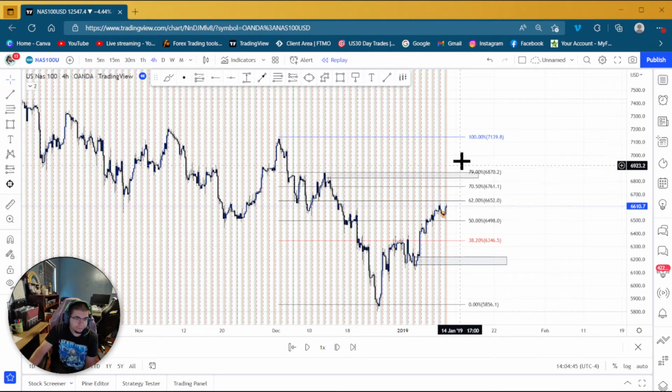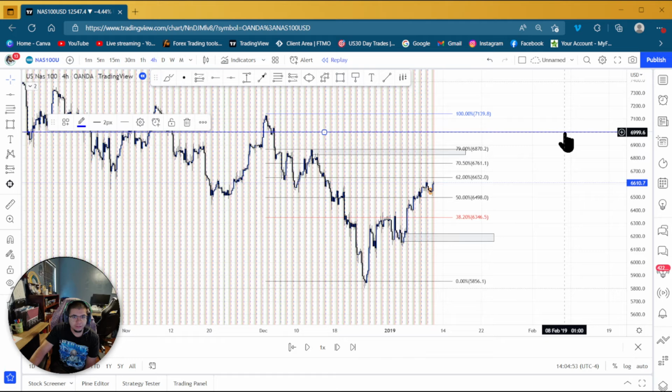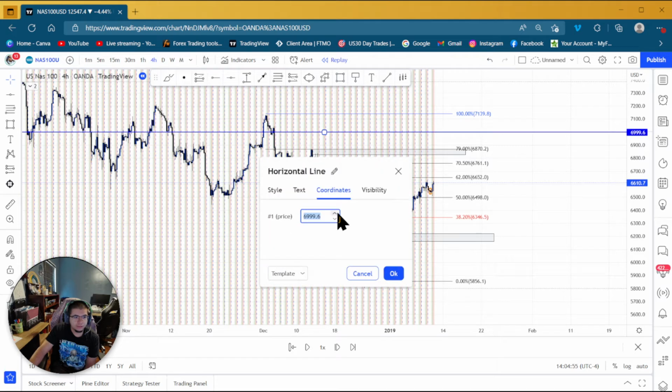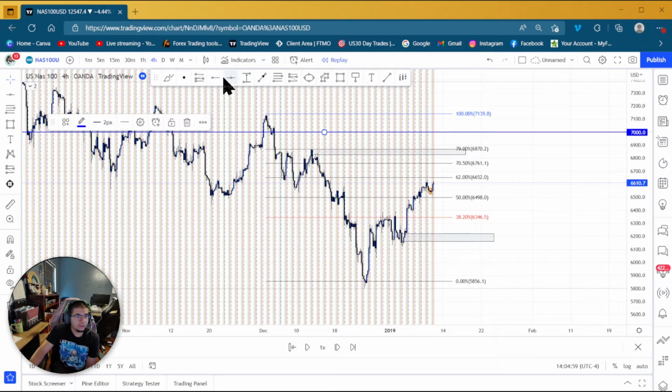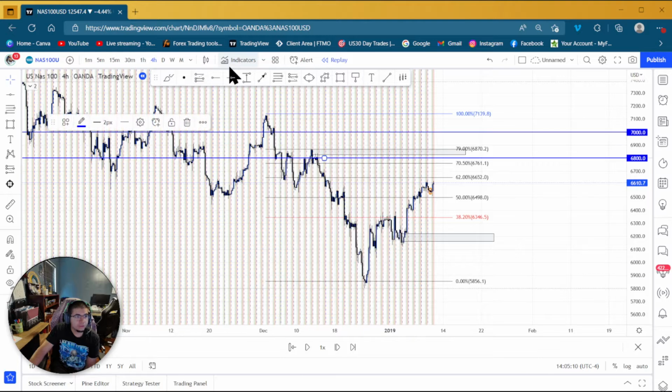So next thing I'm gonna do is actually just make this a little bit easier for my eyes. See if there's the big figure level. So there's this 700 level, or 7,000 level, whole number. 800 is another one. 500.